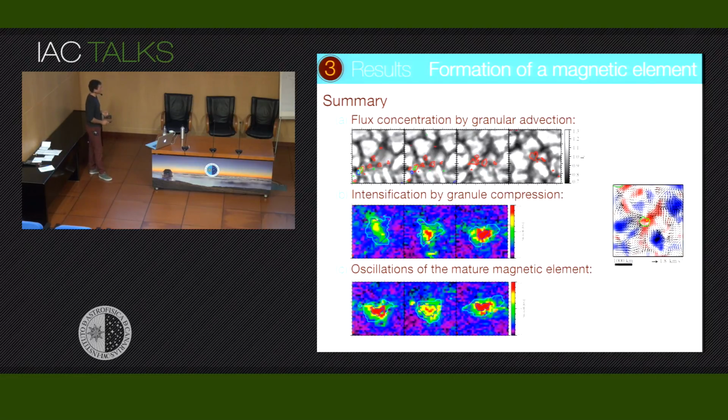So, as a summary of the formation of this magnetic element, we can say that the formation starts with the emergence process of a small-scale loop. Then one of the foot points is advected towards this sink together with other same polarity patches. In this way, they merge and form a stronger magnetic element, and then this element is compressed by surrounding granules and intensifies up to kilogauss values, and then we start to observe what may be a subsequent oscillatory behavior. However, here we only observe one period of this possible oscillatory behavior.